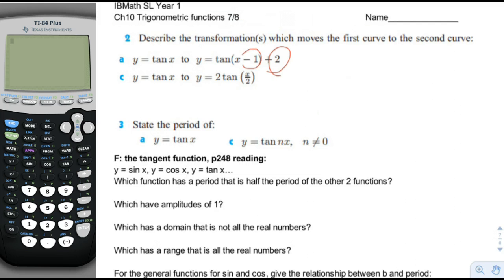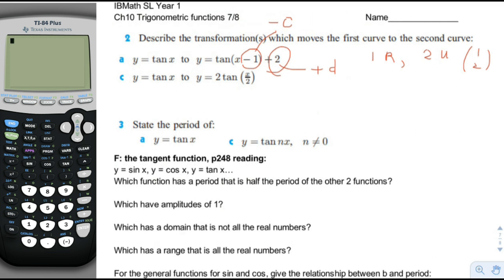So this first one here, -1, that is a C translation. And then this one +2 here is a plus D transformation. And remember, the positive C moves it to the right, and a positive D moves it up. So basically, we're going to have 1 to the right, and we're going to have 2 up. Okay? And by the way, if you want to write that as a vector, it would be 1, 2.